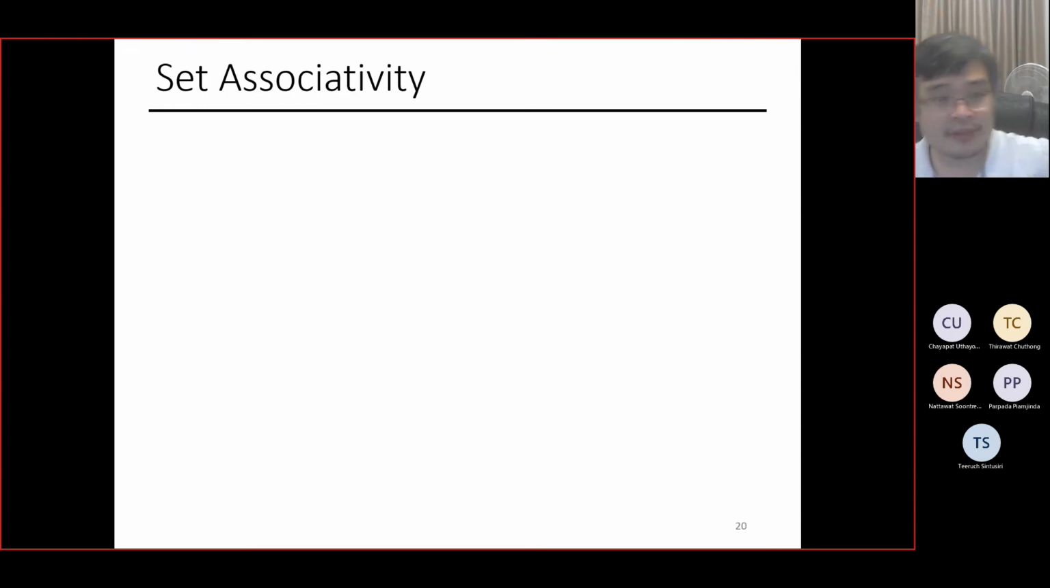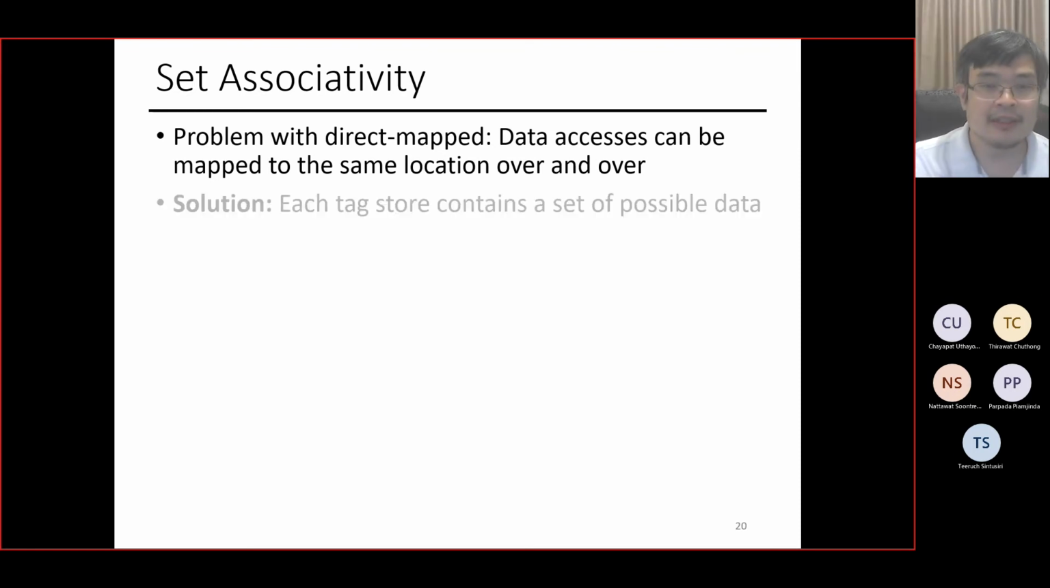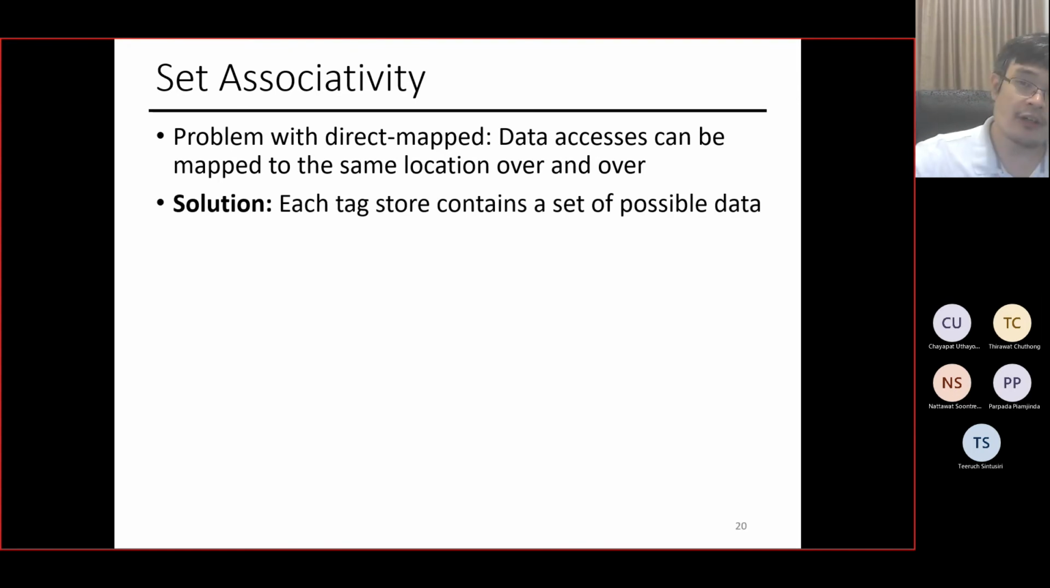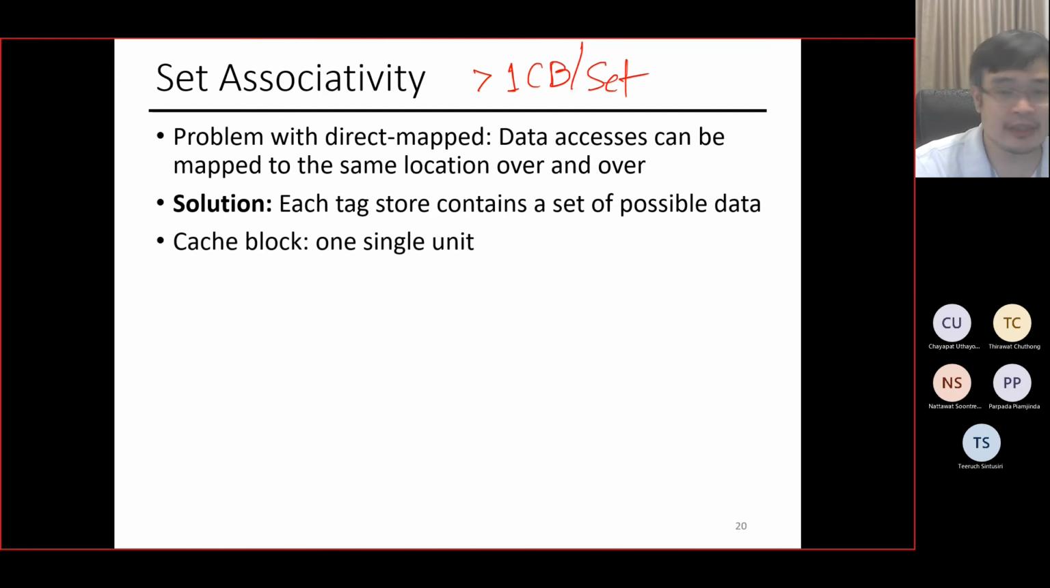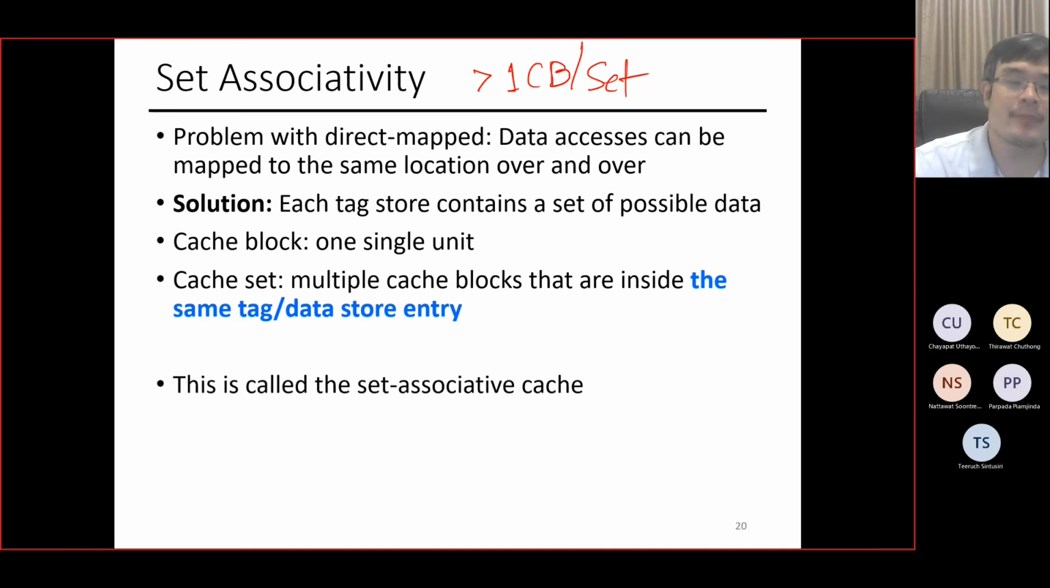The next type is called set associative cache. The problem with the direct map cache is that when you have data accesses, they can be mapped to the same location over and over. So the solution is, why don't you store more than one cache block per set? The cache block is one single unit, and the cache set in this case will store multiple blocks. This is called set associative cache.